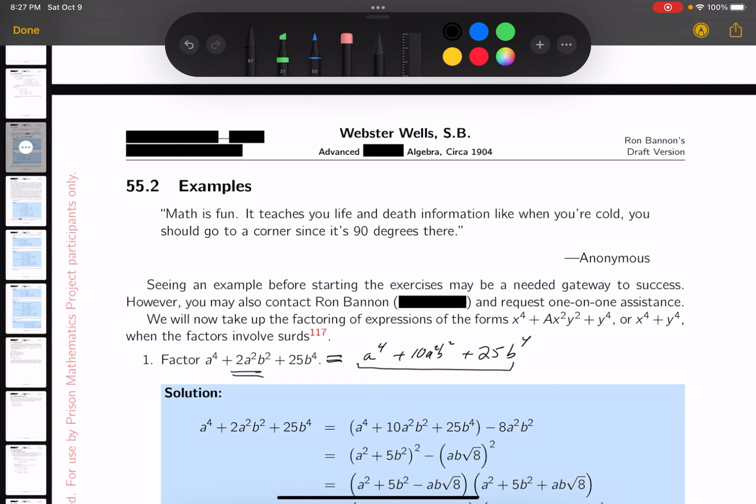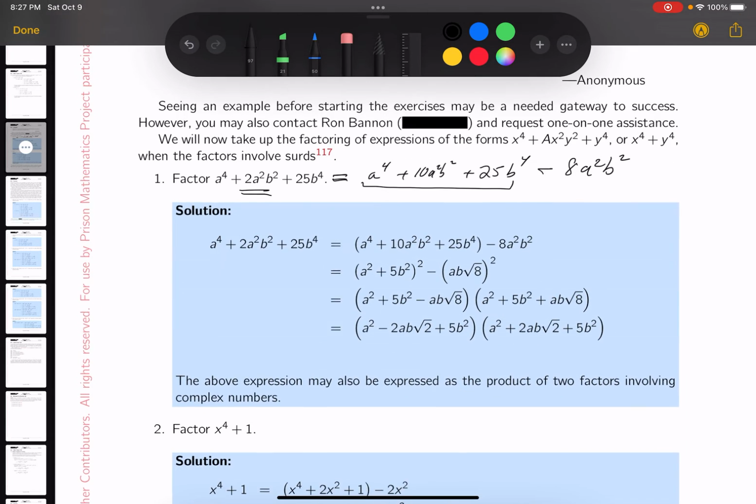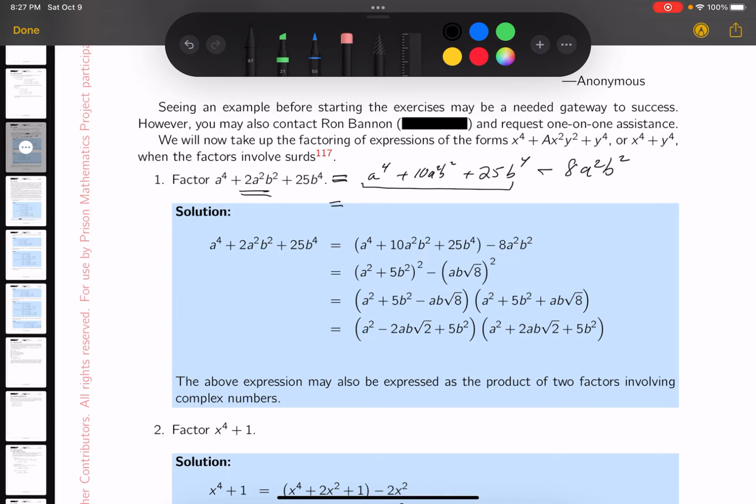All right, but what do I get next? I put this down. What is it going to be? Minus, well, I got to get a 2, right? So it's minus 8 a squared b squared. Now let me write this down for you. And I'm going to say this is a perfect square. Again, I'm looking for a perfect square. That would be a squared plus 5b squared, squared, minus, I want to write this as a perfect square. Well, the ab is pretty easy. But then I'm looking at the square root of 8 now. That's not so good, but I can write that down.